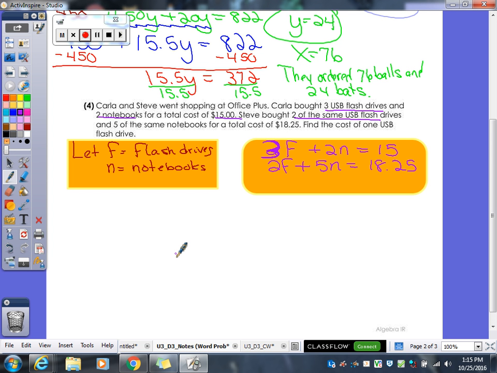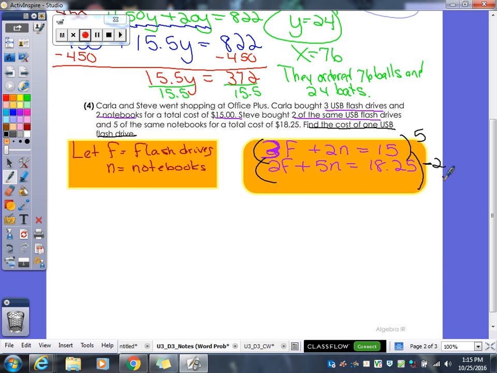All right, now, this one's too hard to do substitution method. We could try to make one F equal or N equal, but elimination method is just so much easier on this one. So to eliminate, you could either get rid of the F's or the N's. But if we go back to our problem, it says find the cost of 1 flash drive. Did they ask about the notebook? No. So the easier thing would be to get rid of the N's so that you solve for the F's. So to eliminate the N's, I would multiply the top by 5 and the bottom by a -2. Now you can put the negative either place. I just chose to put it on the bottom.